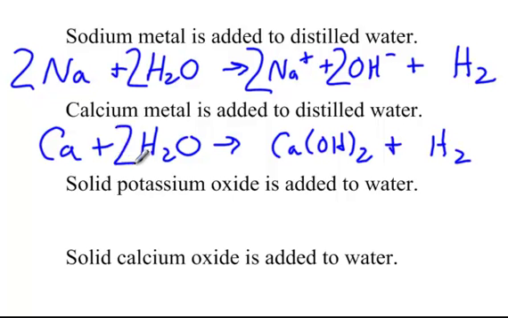I need to put a 2 in front of this H2O. And let's take a look. I have four hydrogens, and I have four hydrogens, two oxygens, one calcium, and I'm done.